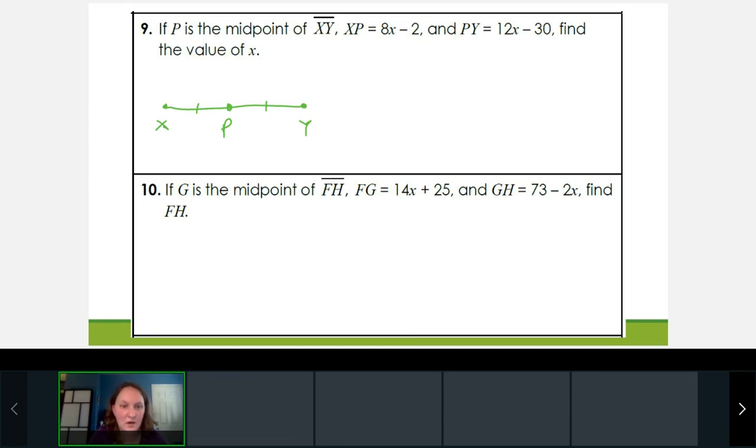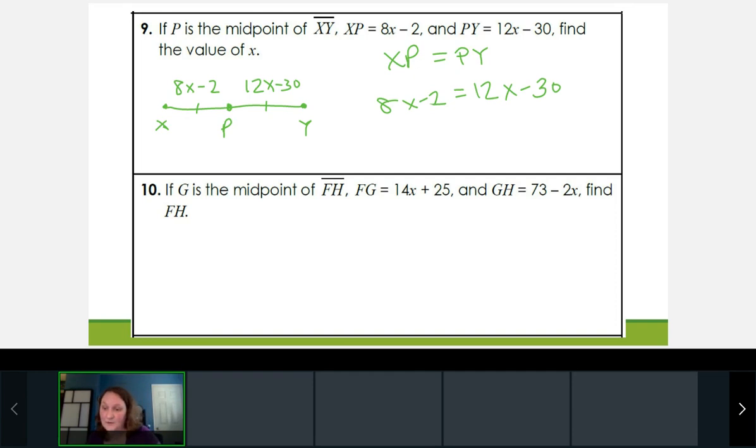Okay, so XP is 8x minus 2, so I'm going to label that. And PY is 12x minus 30. Now, if I have two pieces that are exactly the same size, that means their lengths are equal. So I can say that the length of XP has to equal the length of PY. Or in other words, 8x minus 2 equals 12x minus 30. At this point, the geometry part is over. And we just do algebra.